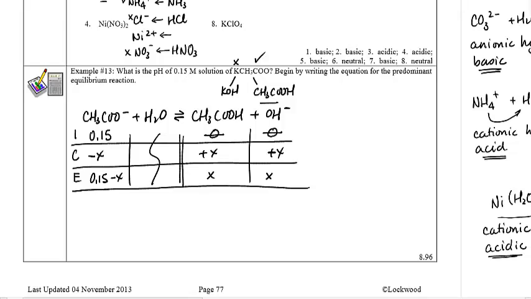So now, since we are forming a base, we know that we cannot use the Ka, and so what we need to do is we need to use the Kb of our acetic acid. So the Kb is going to be 1.0 times 10 to the minus 14 all over 1.8 times 10 to the minus 5, so it's going to equal 5.6 times 10 to the minus 10. So now we can complete our equation.